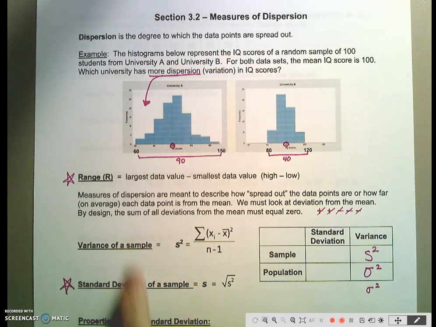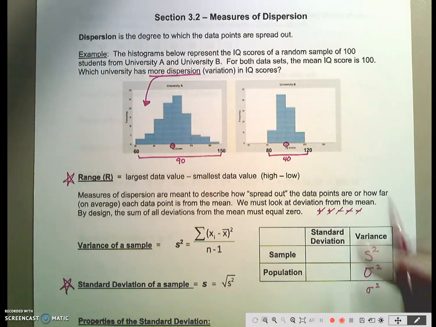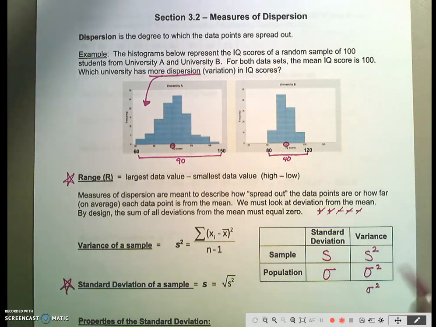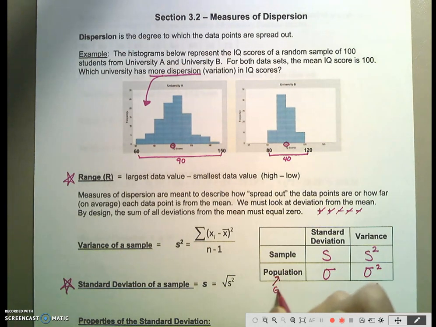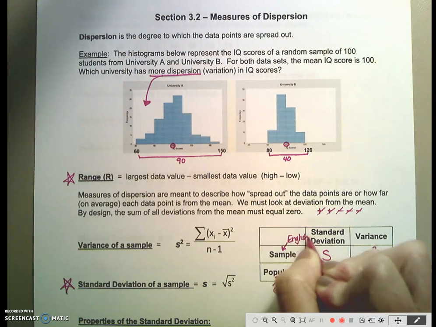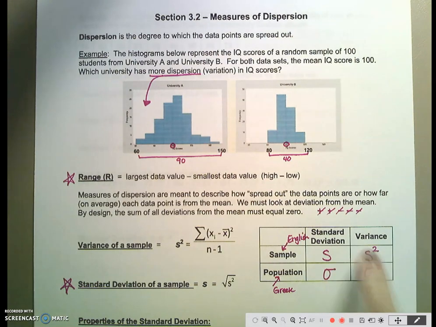So variance is sort of a means to an end. We have to go through this formula to get to standard deviation. And you know your calculator is going to do all this anyway, so don't panic. So if you're starting to panic, don't panic, okay? Now, for standard deviation for a sample, we just use S. Again, those are all English letters. For population, we're going to say the little sigma, okay? So again, Greek, and these will be English letters. All right, so that's how you can keep them straight.